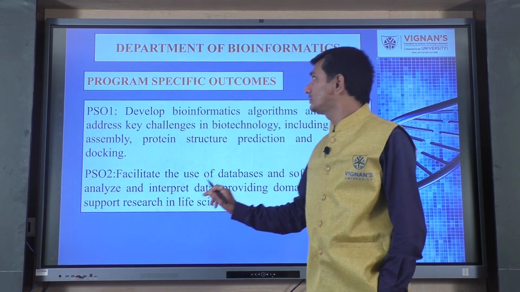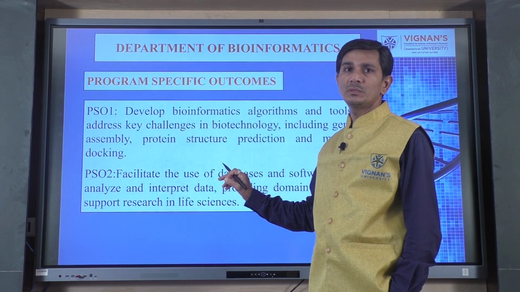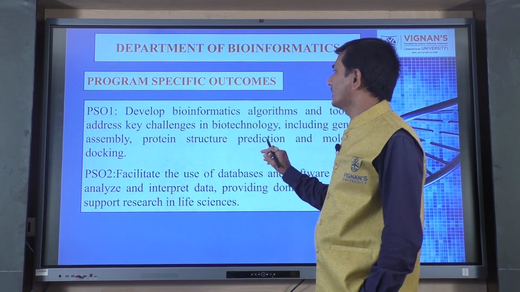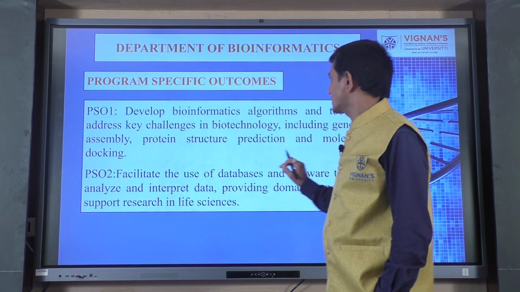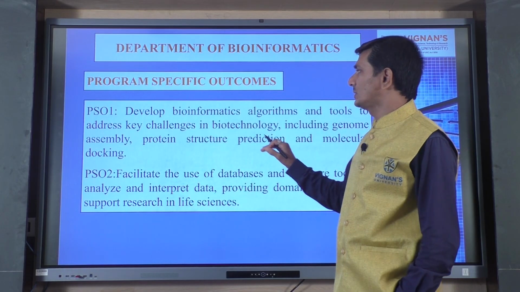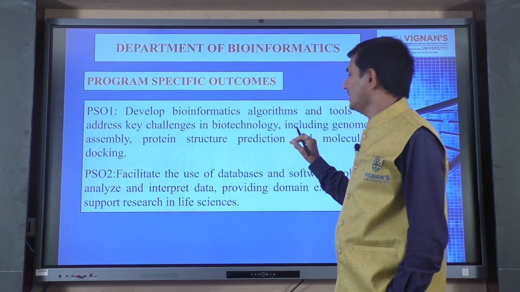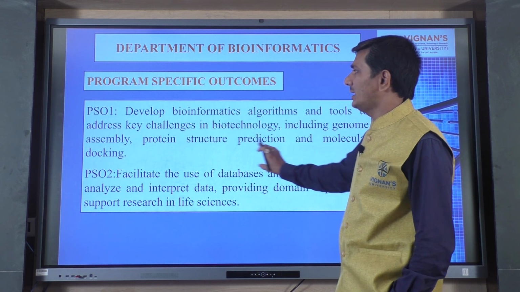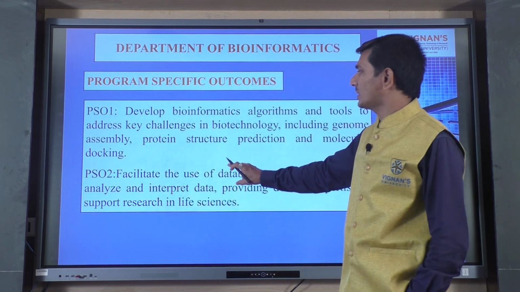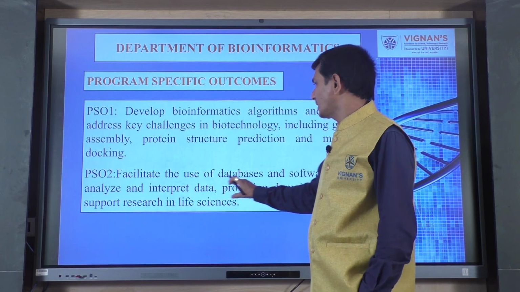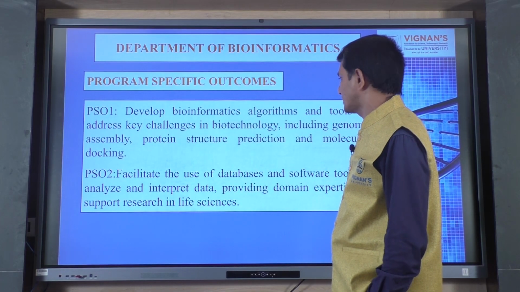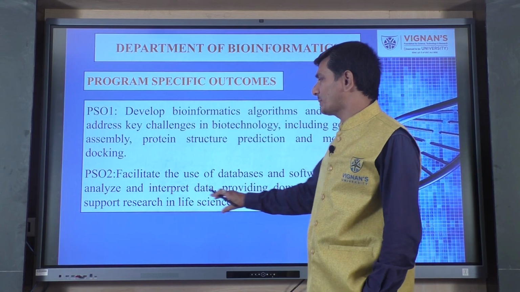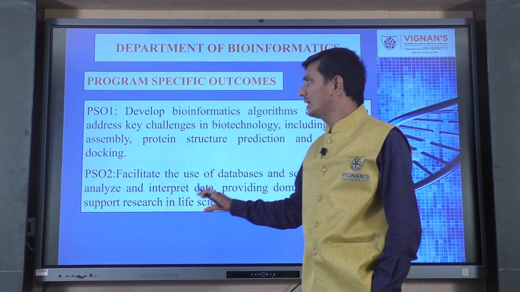Coming to the program specific outcomes, there are 2 program specific outcome statements. The first, program specific outcome 1: develop bioinformatic algorithms and computational tools to address challenges in biotechnology including genome assembly, protein structure prediction and docking. Coming to program specific outcome 2: to facilitate the use of biological databases and computational tools to analyze and interpret data, providing domain expertise to support research in the field of life sciences.